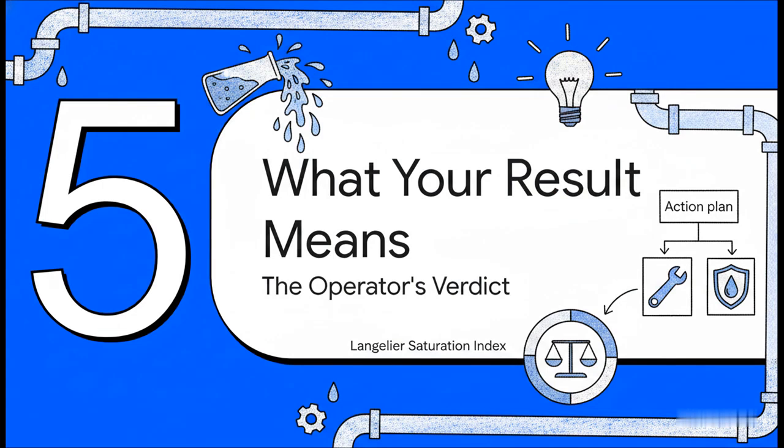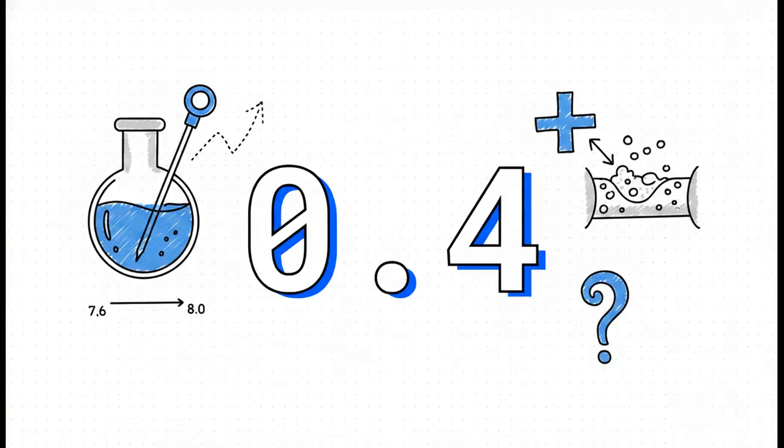But what on earth does it actually mean? This is the moment of truth. This is where we translate that number into an actual verdict on our water system. So our final LSI value for this water sample comes out to a positive 0.4. We got that by taking our actual pH of 8.0 and subtracting our saturation pH of 7.6.